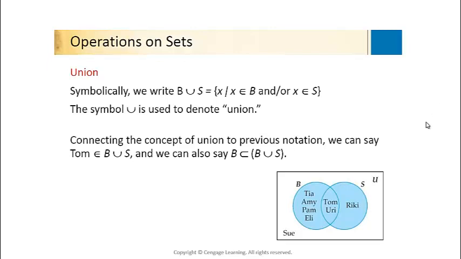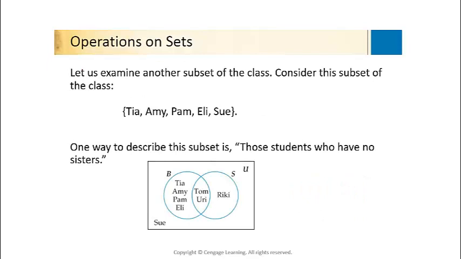Just a little bit of formal notation here. Tom is an element of the union of those two sets, yes. And we could say that set B is a subset of the union of those two sets. That's how I would say that. And they're having us look at another subset, and we also say in words that the members of that set that we have listed here are those that don't have any sisters.